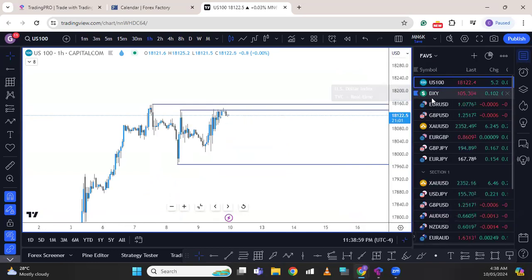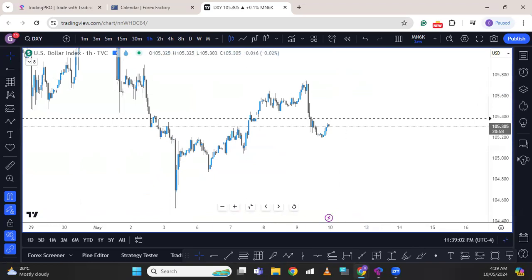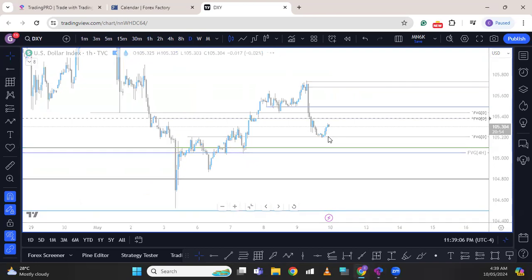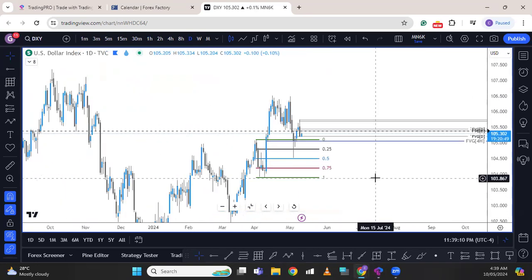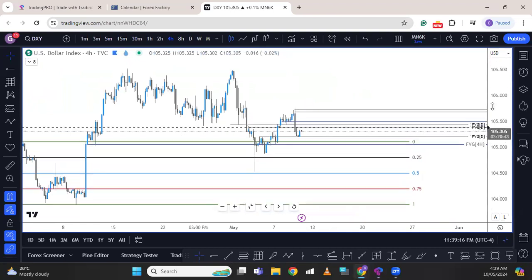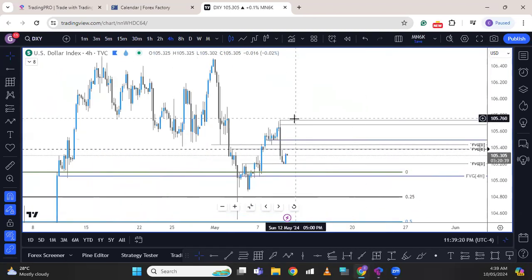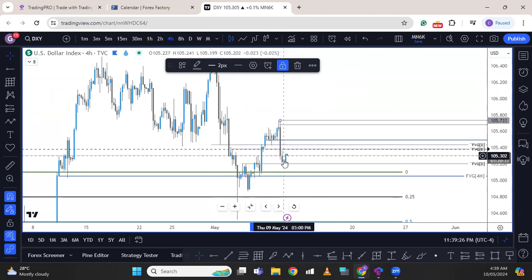The next pair we're going to be looking at is the dollar index. Looking at the dollar index, we start off from the daily. If we look at the daily, this pair is bullish. But on the 4-hour, we have a bearish situation. I pointed out yesterday in the New York session outlook that we have price within this structure point here, and there's a possibility that price is going to drop.